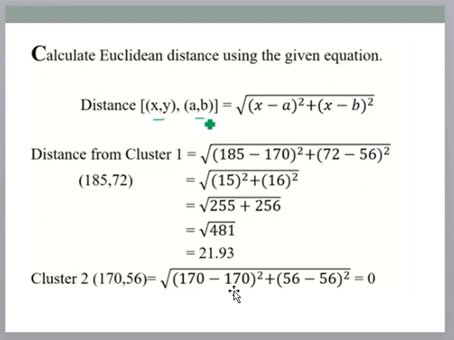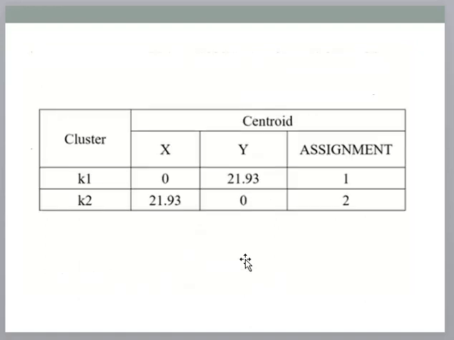Okay, so once we have the distance between the first data point and the cluster center, we also have the distance for the second data point. So here we are basically calculating the distance of the second data point, which is cluster number 2. If we calculate the distance of cluster number 2 with itself, it will turn out to be 0. But when we calculate the distance of cluster number 2 with 1 by using the same values, we will see that it will turn out to be 21.93. So now we have basically the distances of the two cluster centers.